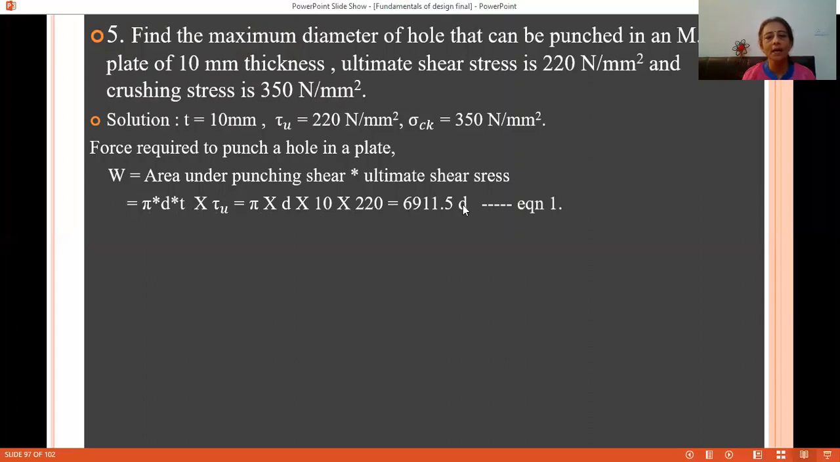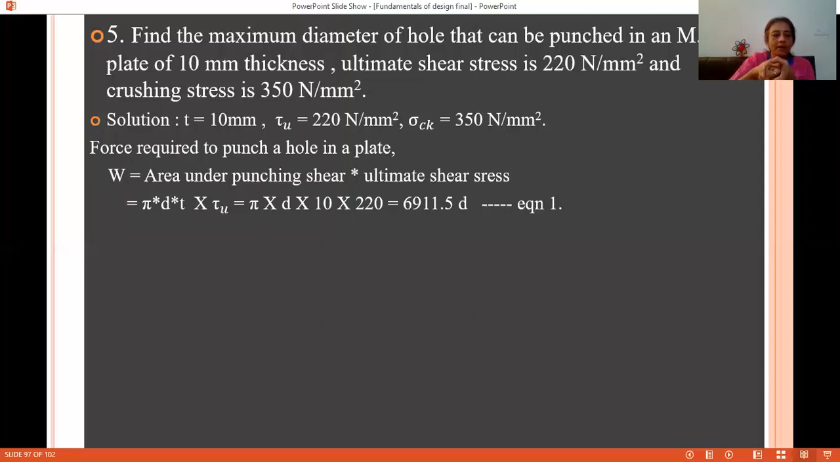D will remain unknown and it comes this way. Now the punch is falling on the plate. So which force will act on the punch? There will be a compressive force on the punch. The punch material is circular. So when we take a compressive force over here, what will be the area of failure of a punch? The area of failure of a punch is a circular area.